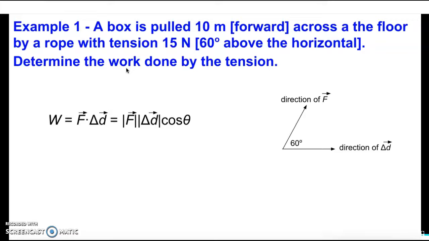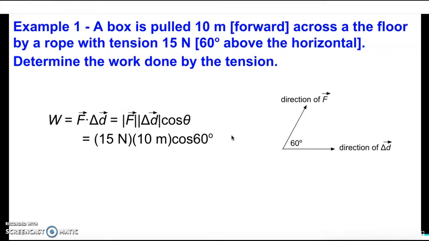And now I just fill out all three values. The force will be 15 newtons. The displacement will be 10 meters. And it'll be cosine of 60 degrees. And then I multiply that all together.